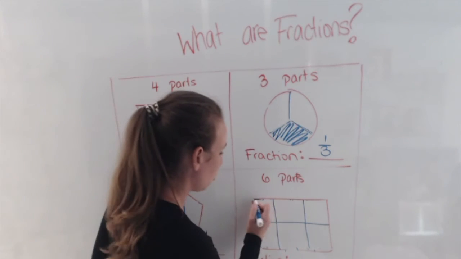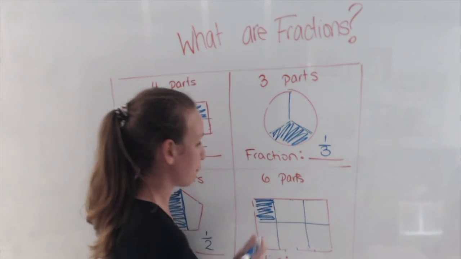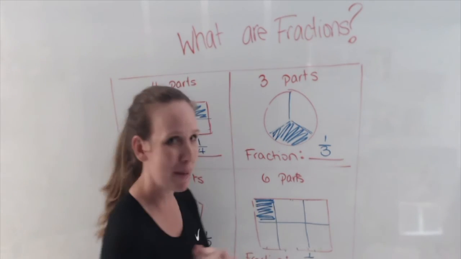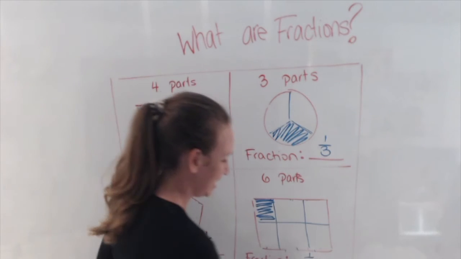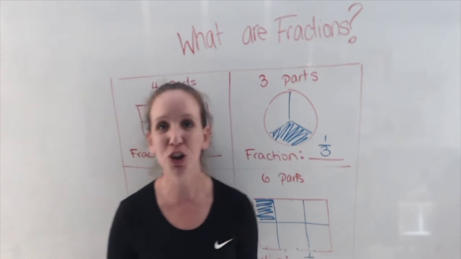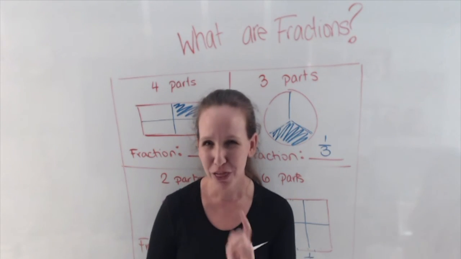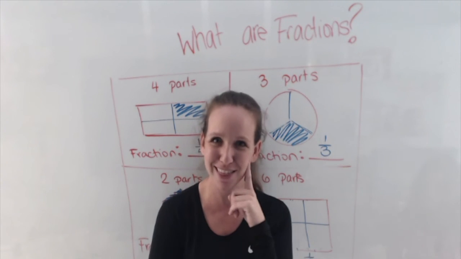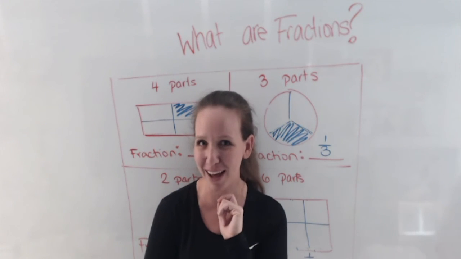Now, if I take 1 piece, what is the fraction of the whole shape that I have? 1 out of how many pieces? 6. 1 out of 6 pieces. Now, you're going to do your independent worksheet. There's a really tricky one on it. I'm going to warn you, you might want to think of how a pizza pie is cut.